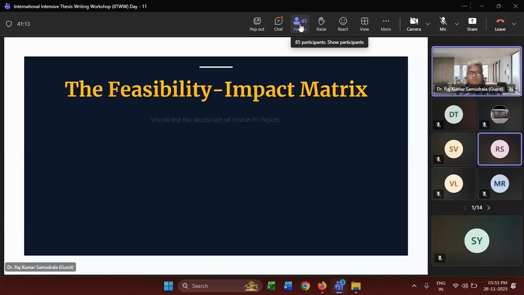The feasibility impact metrics. Visualize the landscape of research choices. There are different numbers of research choices, that depends on you. Now we are in the era of artificial intelligence. I have one question. Is it really necessary, artificial intelligence?